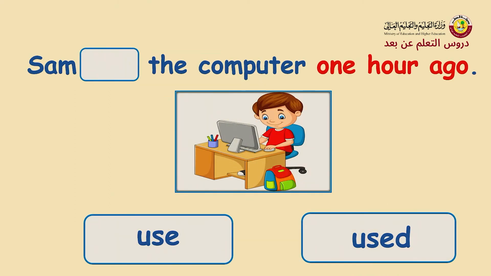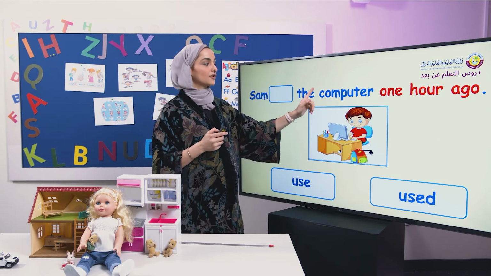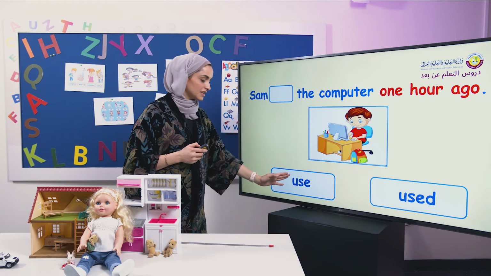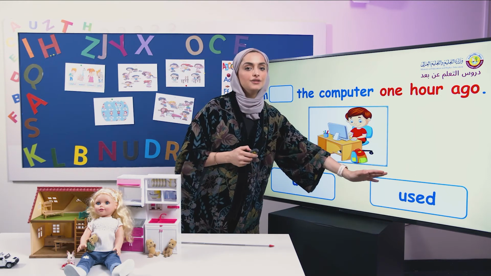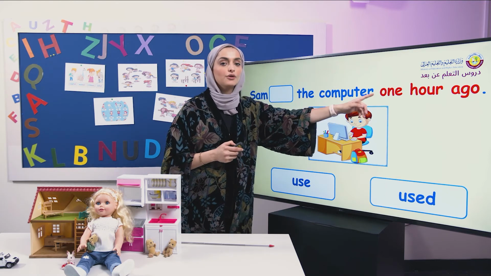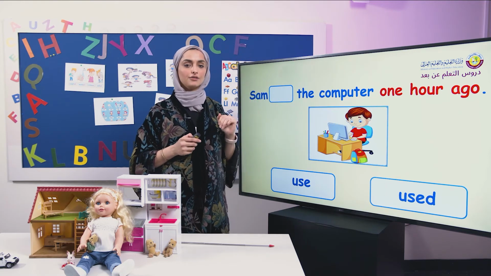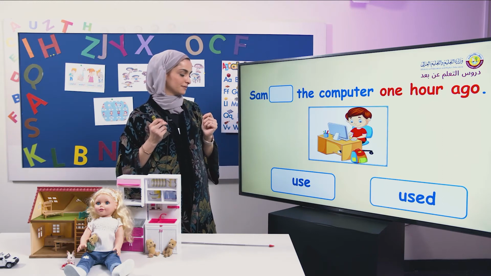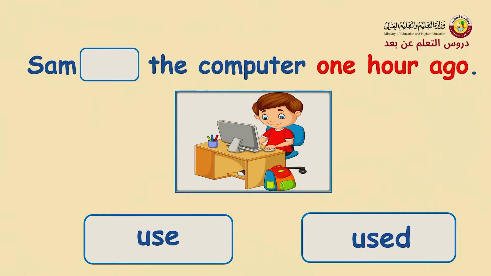Sentence number 3. Sam the computer 1 hour ago. The verbs here are use and used. Let's have a look at our keyword, which is 1 hour ago. So my students, which one are we going to choose? Think. I will give you a few seconds.